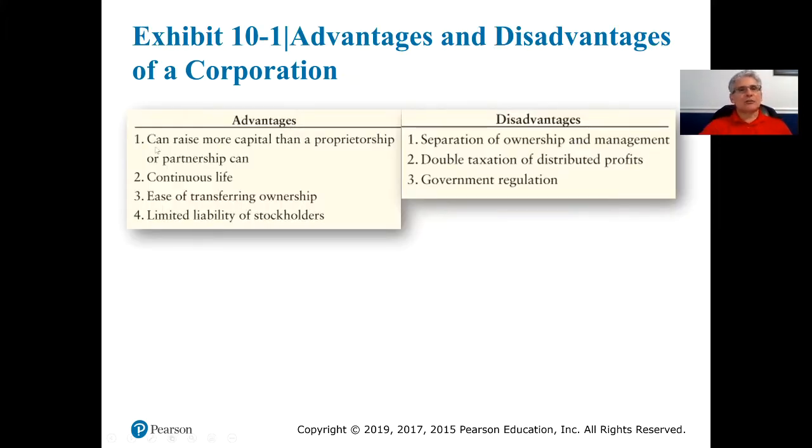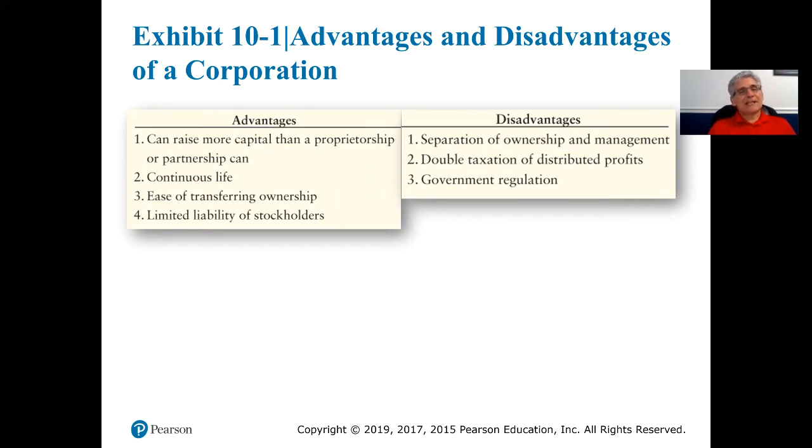The advantage is that the corporation can raise more capital than a proprietorship or partnership can. Because a publicly traded organization, a corporation, will have potentially thousands, maybe hundreds of thousands, maybe even millions of shareholders, it's relatively easy compared to a sole proprietorship to generate cash. A sole proprietor, the amount of cash generated for ownership is limited to the sole proprietor itself. That's an advantage for the corporation.